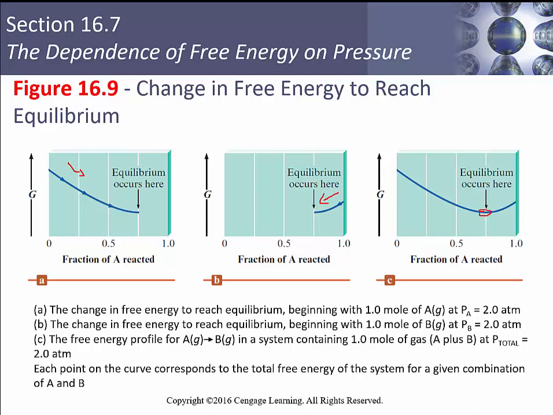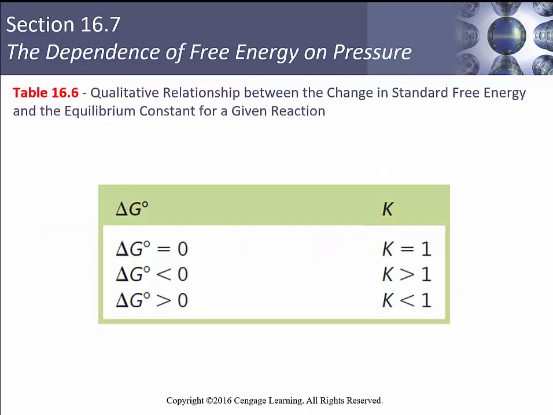And so our free energy profile for a reaction of A going to B containing 1 mole of gas, A and B, is going to reach that minimum point, where the P total is actually going to be 2 ATM. And that's going to correspond to the total free energy of a combination of A and B. This table here just summarizes that relationship between G naught and K.